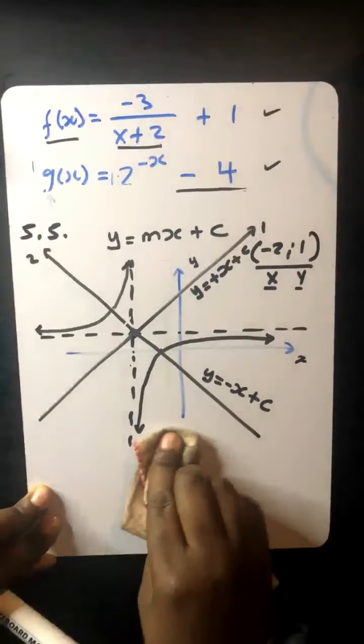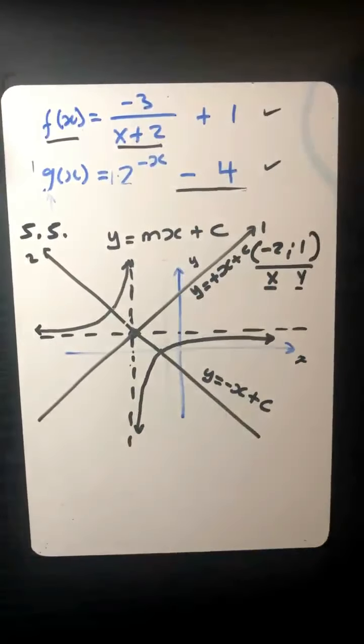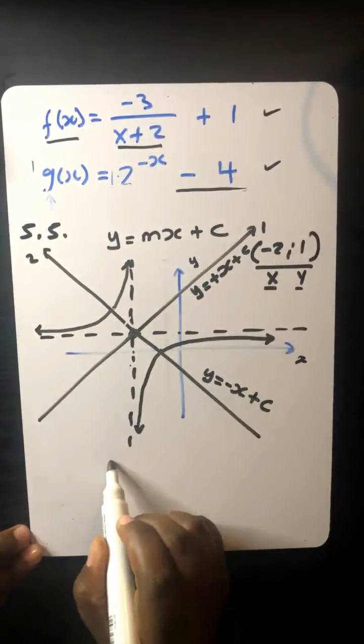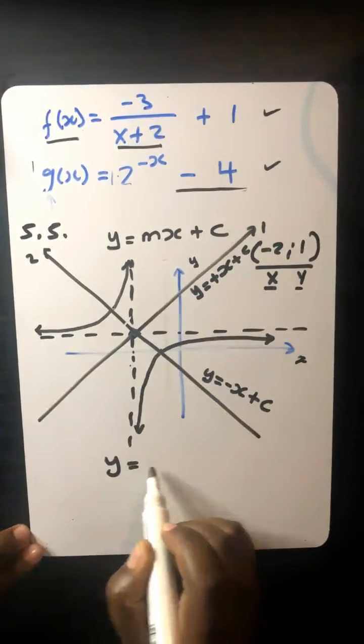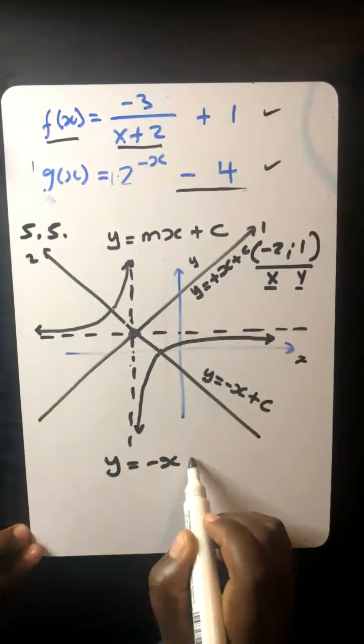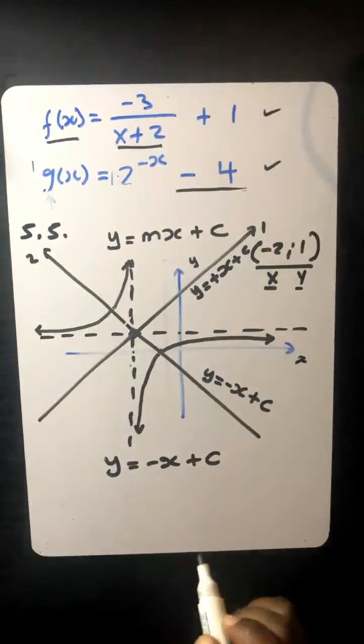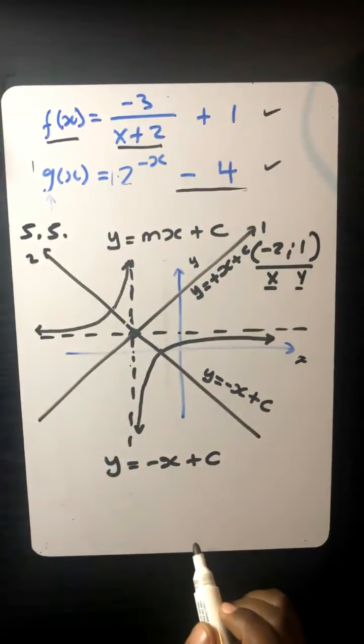It's when the gradient is negative. So that means already you have y is equal to negative 1 x plus c.